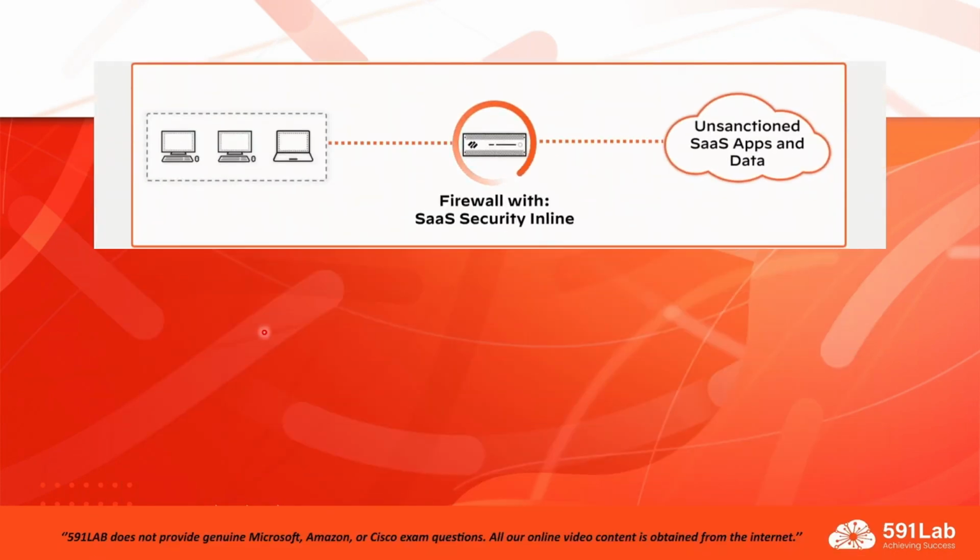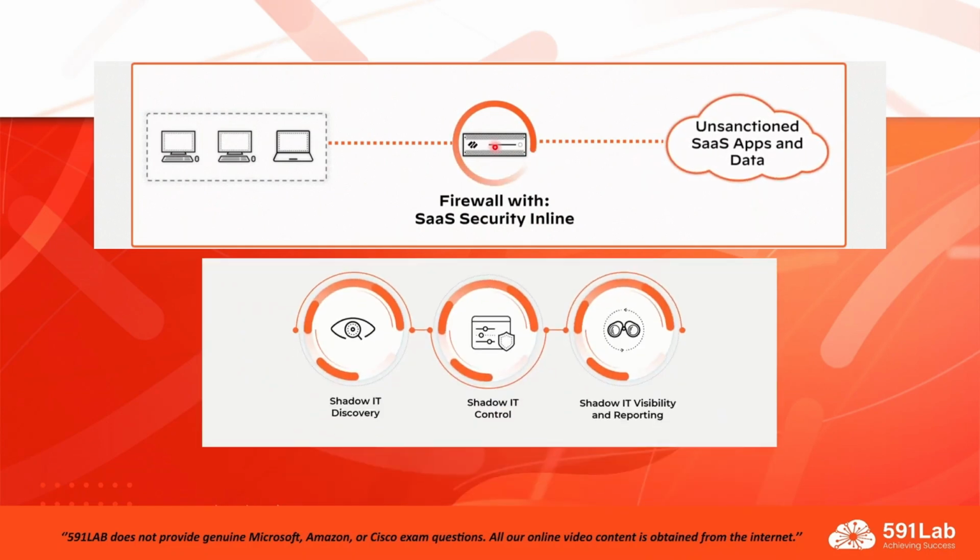Let's understand the features that Palo Alto offers regarding unknown SaaS applications. For SaaS applications, Palo Alto has features that can gain visibility into them. The feature is SaaS Security Inline. This feature can be enabled on firewalls, and the firewalls will act as sensors to identify SaaS applications in traffic that is being processed by the firewall.